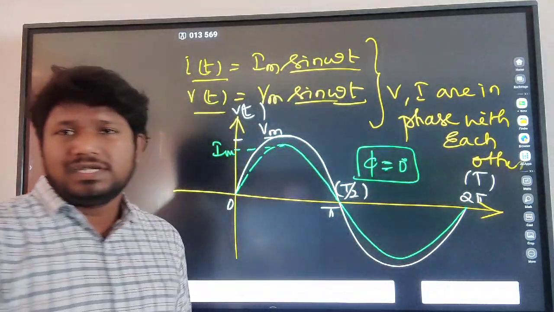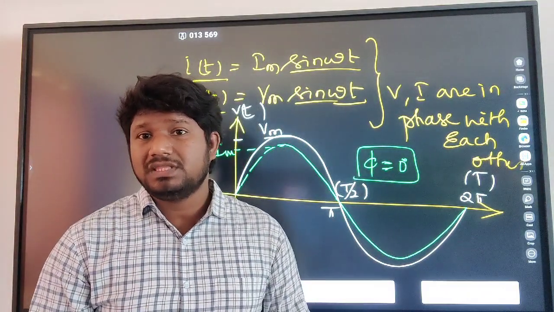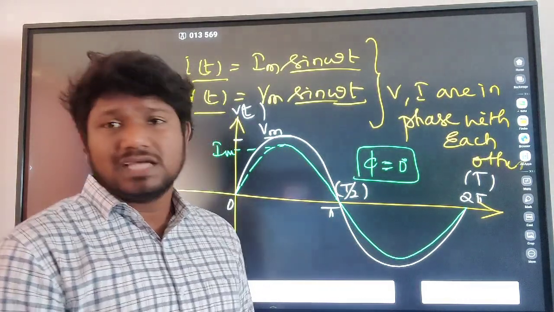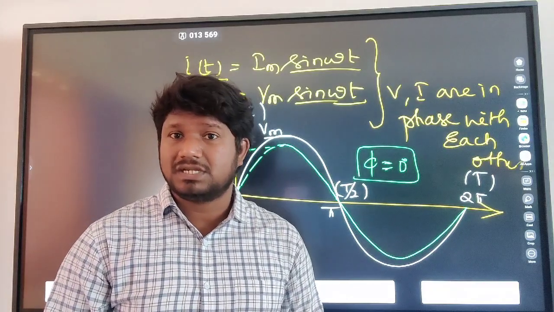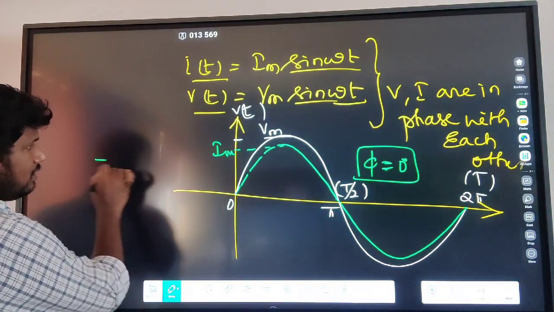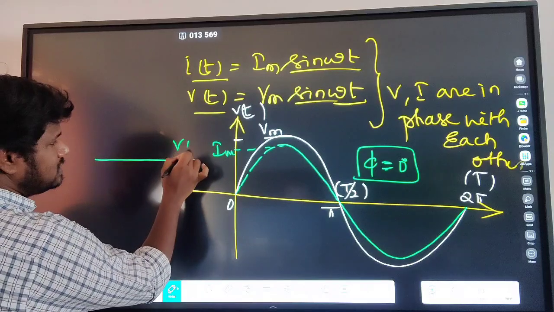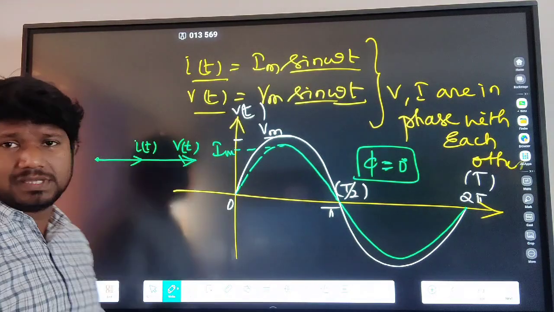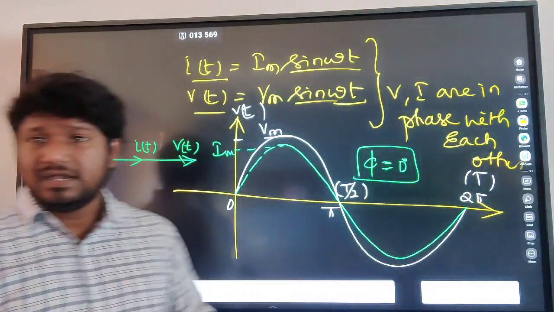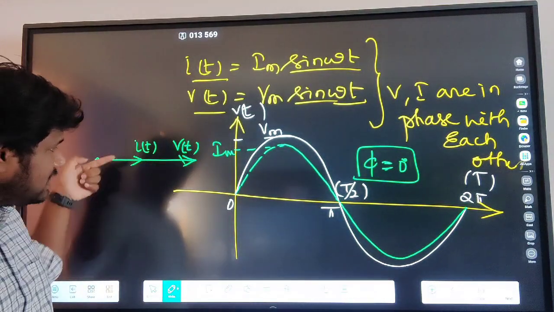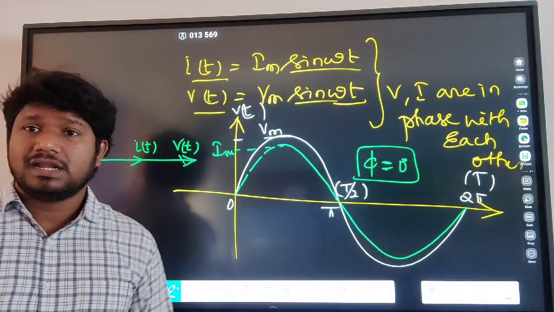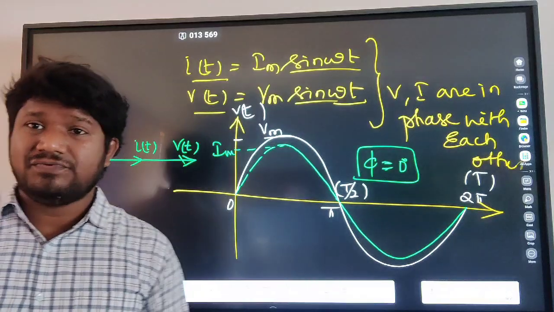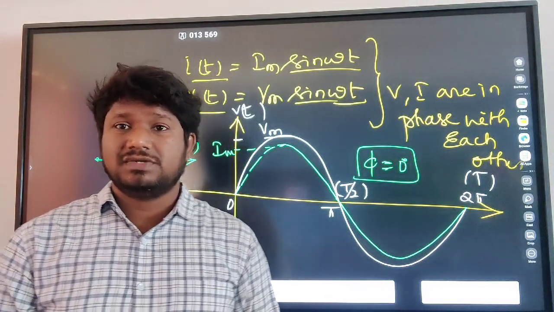That means voltage and current are in phase with each other. This is the phasor representation. Sometimes they will ask for the vector form, the vector representation, also. You can write this as one voltage vector, and in the same direction the current vector will also be there. The voltage vector and current vector are both in phase with each other. So that's the analysis of an AC circuit with a resistive load.